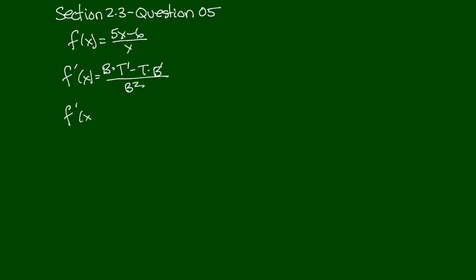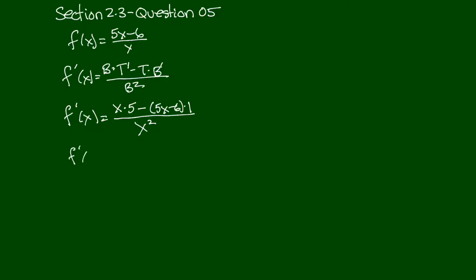So the first derivative, we've done these before. This is going to be the bottom, which is x, times the derivative of the top, which is just 5, minus the top, which is quantity 5x minus 6, times the derivative of the bottom. Now the bottom, look, this is just an x. We've seen those a few times. That's just going to be the coefficient, which is a 1, all over the bottom squared, so it's x squared.